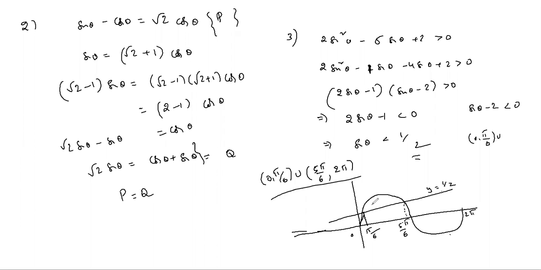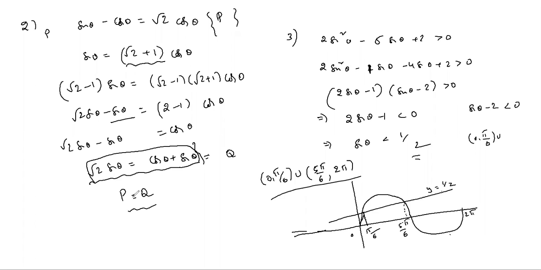Question number 2. See, this is P. Sin theta minus cos theta equals root 2 cos theta. Take cos theta to this side, plus cos theta, 1 into cos theta. Just take cos theta common. Multiply with root 2 plus 1 on both sides. So this is 2 minus 1, cos theta. So root 2 minus 1 into sin theta is root 2 sin theta minus sin theta. Minus sin theta, you take to the left side. So root 2 sin theta equals cos theta plus sin theta. This is Q. After solving P, we are getting Q. So both are equal. P equals Q.